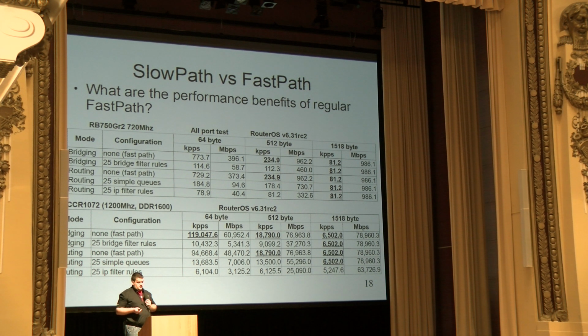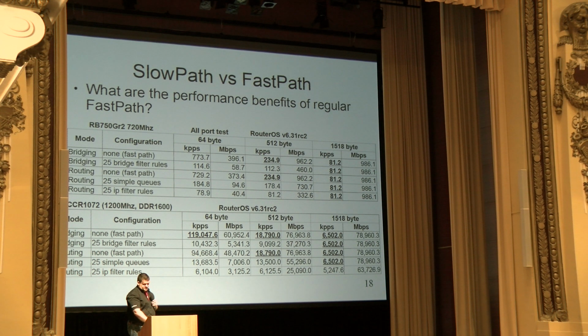And if we go to our high-end product, CCR72 core, we actually got 190 million packets per second. So that's 61 gig of small packets in the FastPath mode.